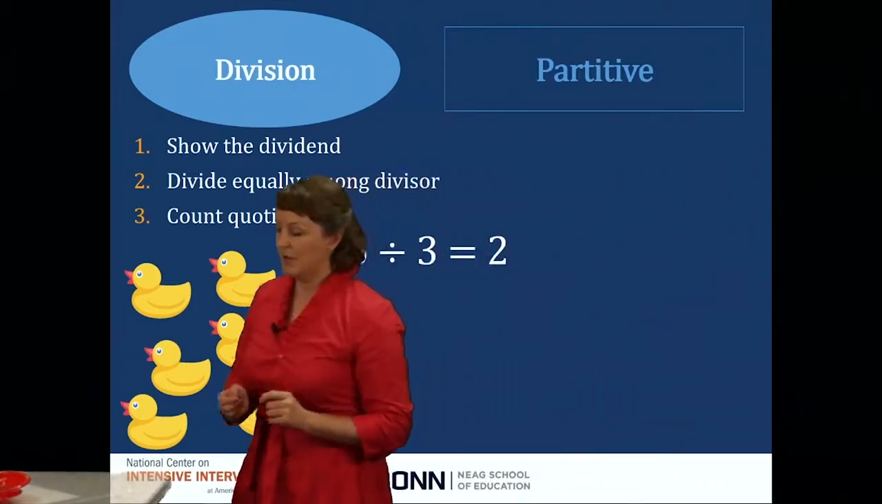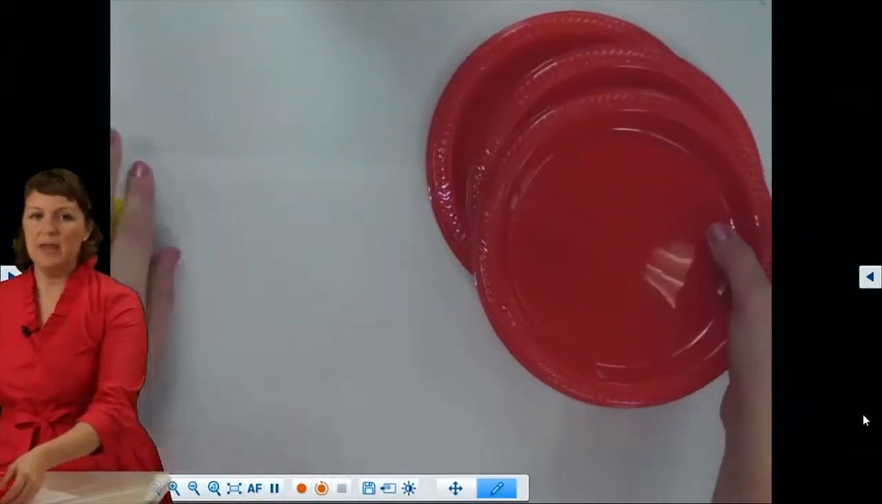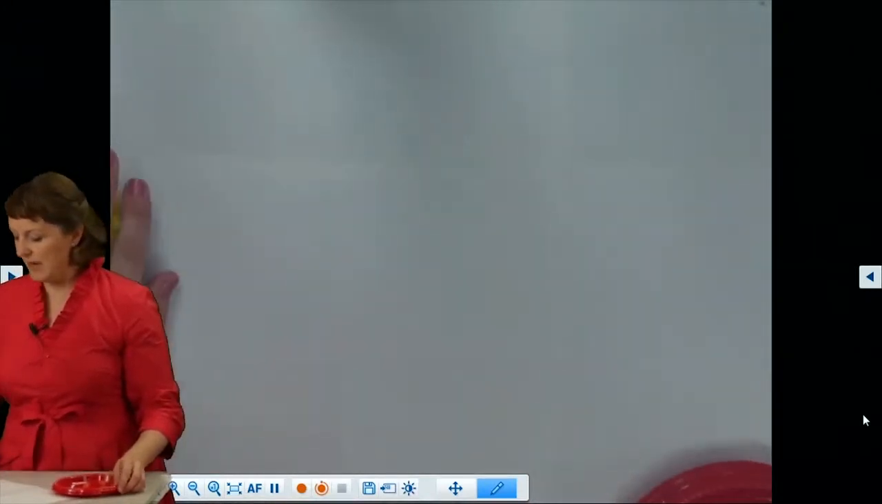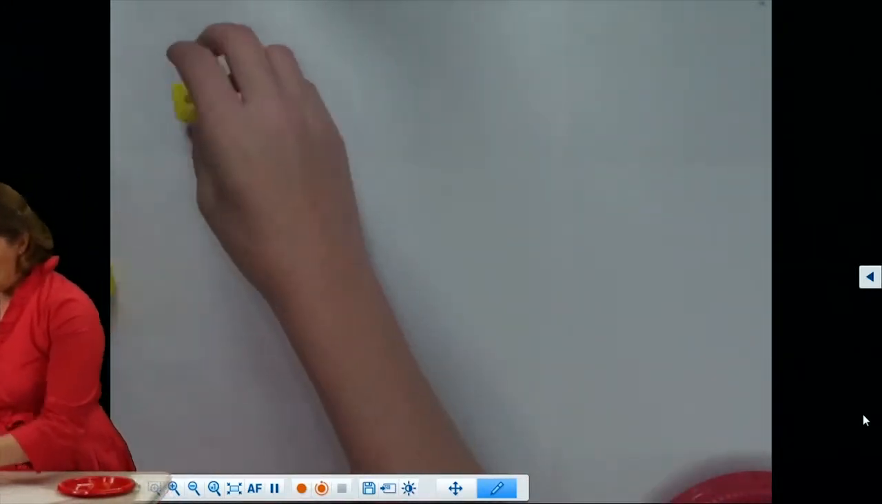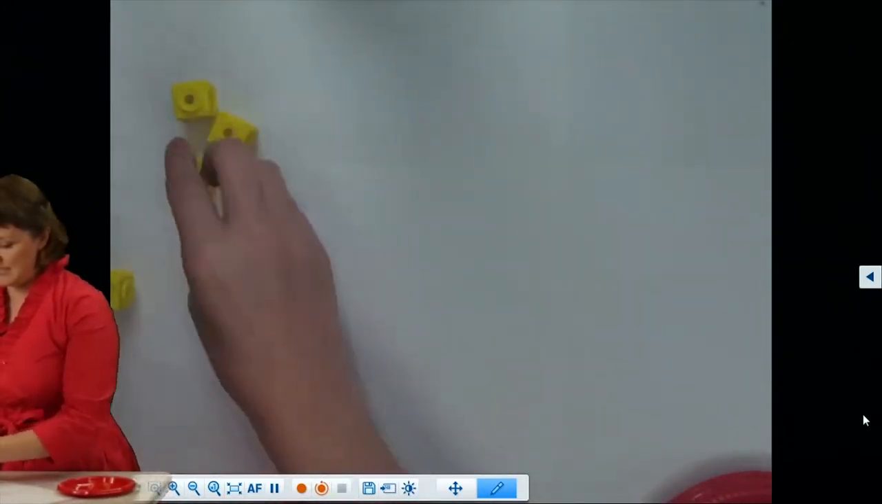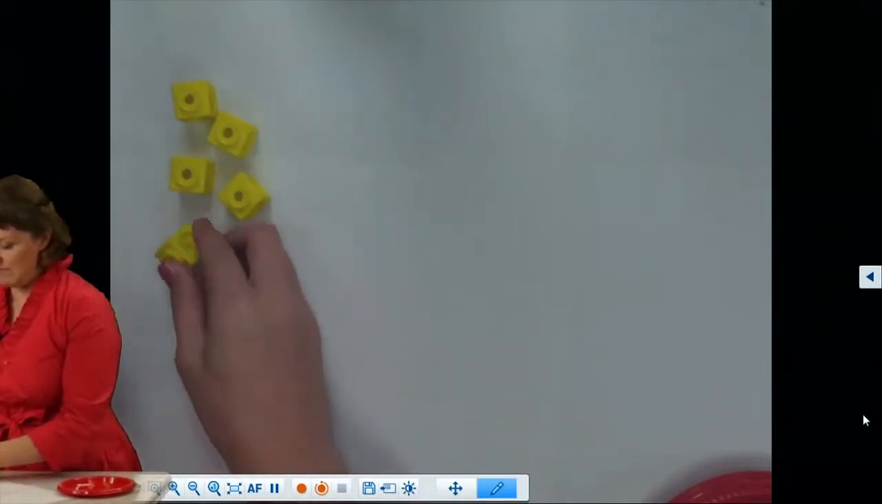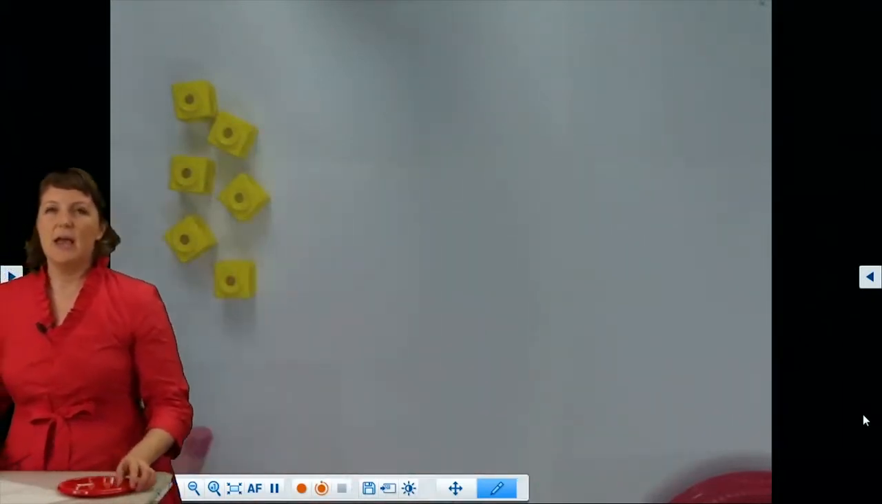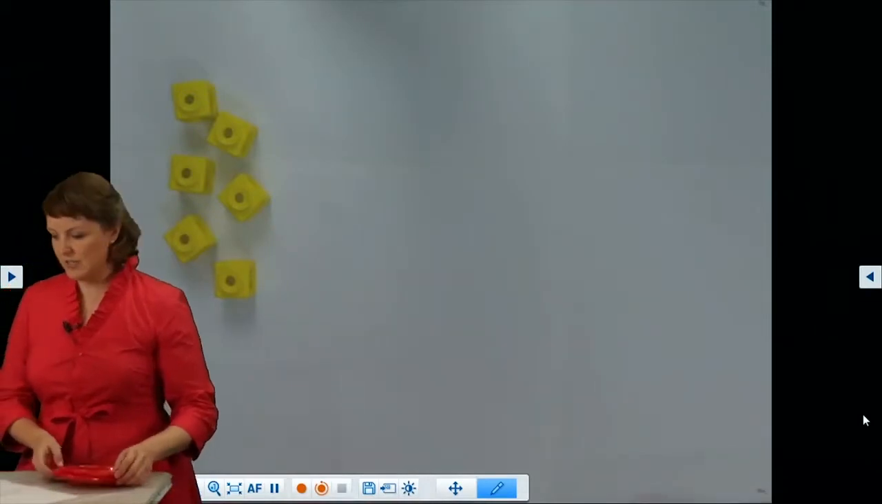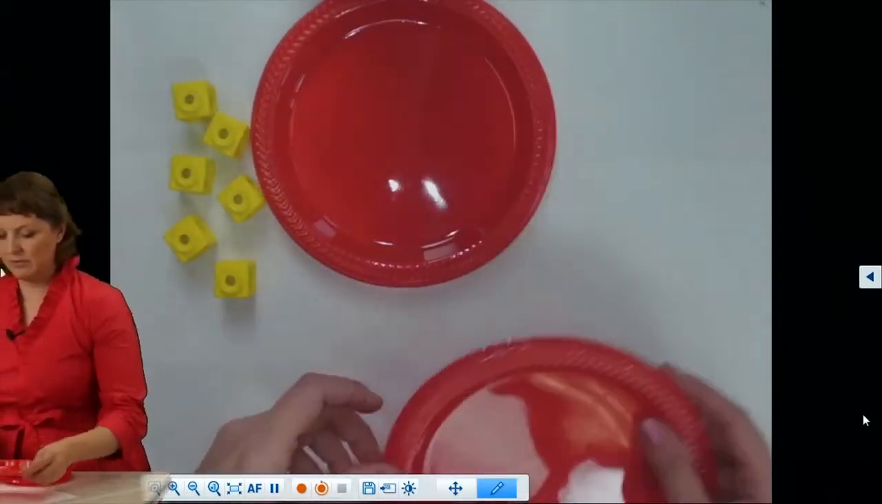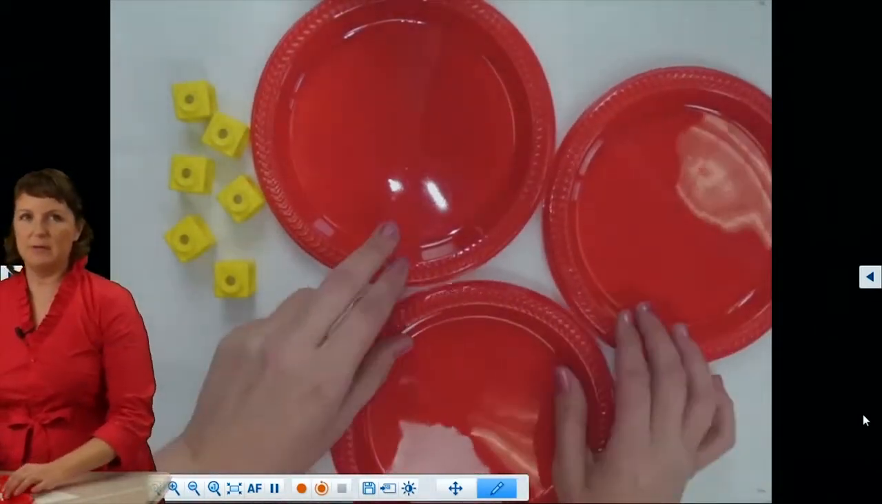So I'm going to use my manipulatives over here to solve this problem. And the problem we're doing is 6 divided by 3. So I'm going to go ahead and get out 6 of something. I'm going to use these 6 yellow cubes. 1, 2, 3, 4, 5, 6. And I'm going to share these 6 cubes among 3 groups. So I'll get out my 3 groups here.